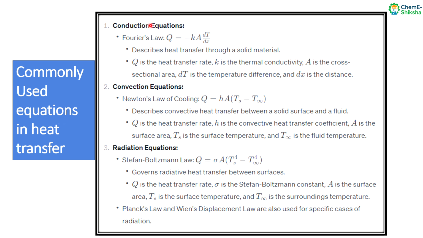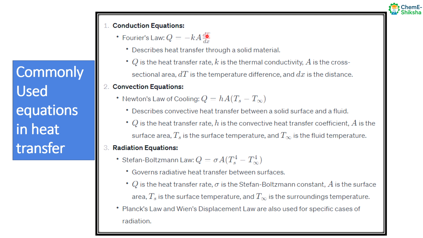We know there are three modes of heat exchange: conduction, convection and radiation. The governing equation for conduction heat transfer is Fourier's law, that is Q equals minus K A dT/dx, where K is called the thermal conductivity, A is the cross sectional area for heat transfer, and dT/dx is the temperature gradient for the heat transfer.